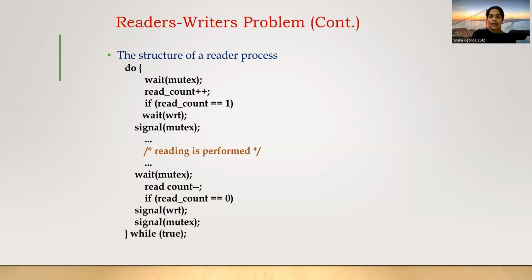You have to understand how the semaphores are initialized first. Mutex is initialized to 1, the write is also initialized to 1, and the read count is 0.